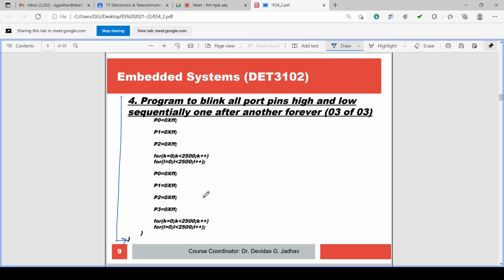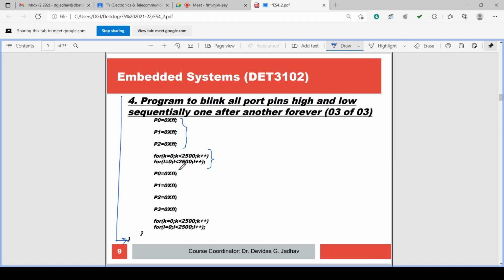Then after the delay, again P0 is sent 1111 1111. P1 is sent 1111 1111. P2 is sent 1111 1111. So three ports are sent with all 8 pins of each port high. Okay. P0 equal to 0xff, P1 equal to 0xff, P2 equal to 0xff. Again delay is given, and again delay is provided.